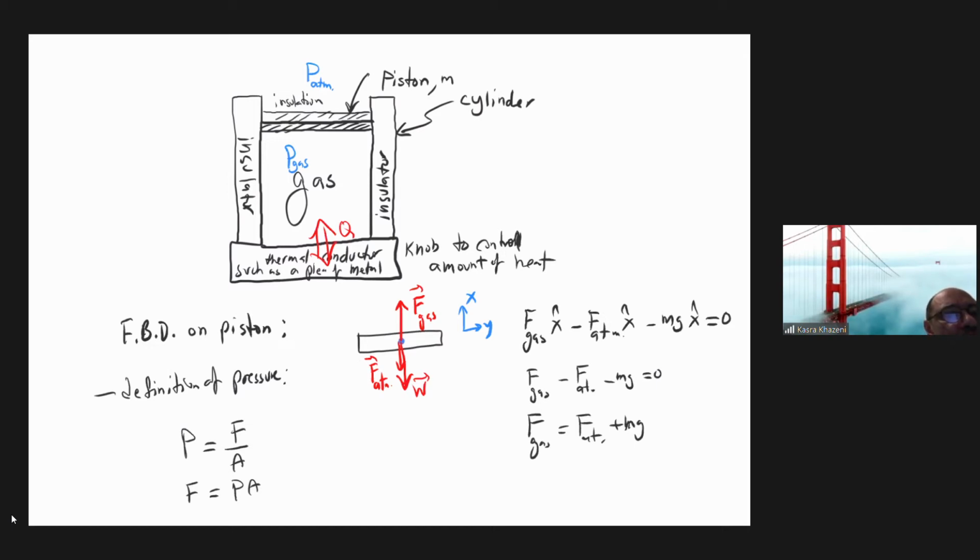So F of the gas is pressure of the gas times the area of the piston, equals pressure of the atmosphere times the area of the piston plus mg. So from here, I can then write P of gas is P of atmosphere plus mg over A. Okay?